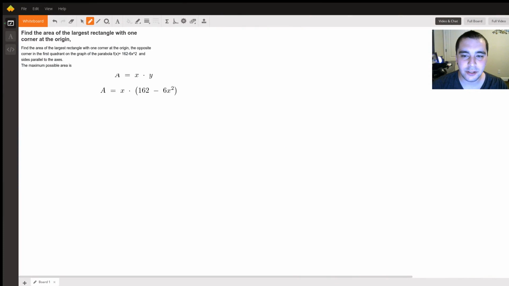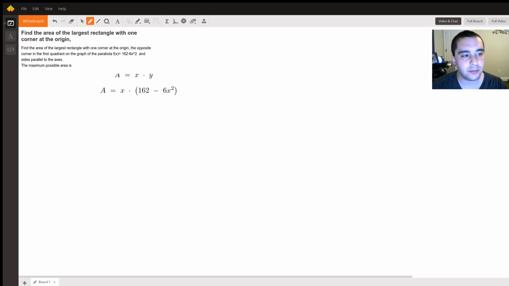This calculus question is a maximization question. We're trying to find the area of the largest rectangle with one corner at the origin. The opposite corner will have the coordinates x and y, but y is going to be based off of the function f of x equals 162 minus 6x squared. So we have to find the maximum area.